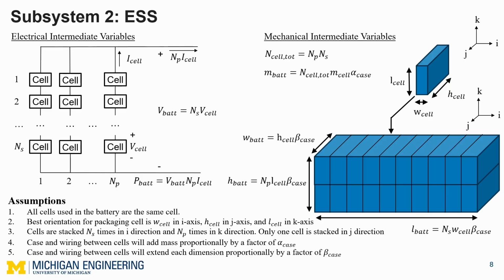The intermediate variables can be split into electrical and mechanical categories. On the left is the electrical schematic where battery voltage and power are calculated. The right side figures show calculations for the dimensions of the battery based on assumed optimal cell orientation and stacking directions.